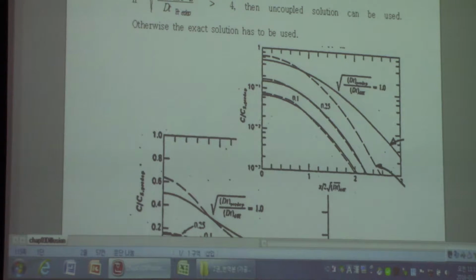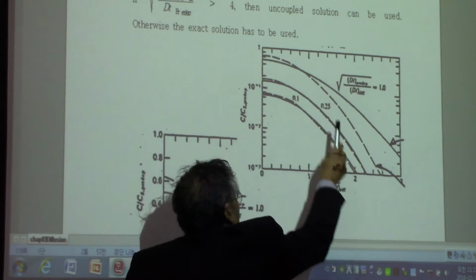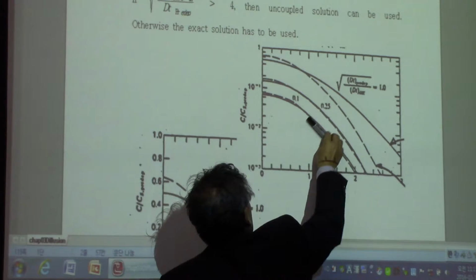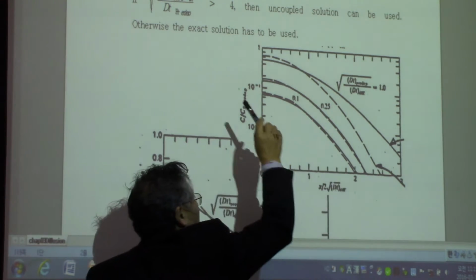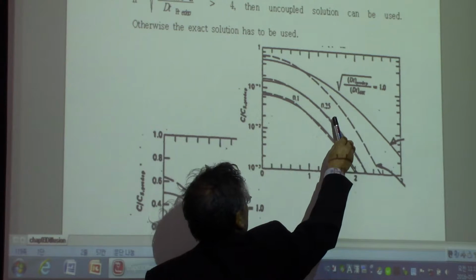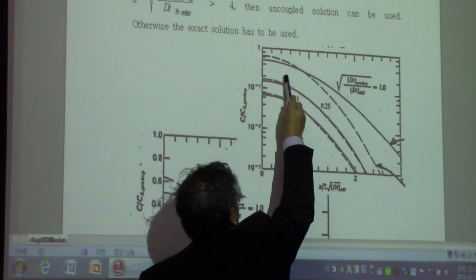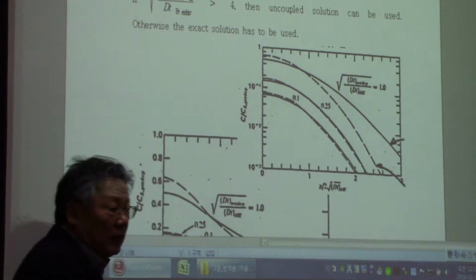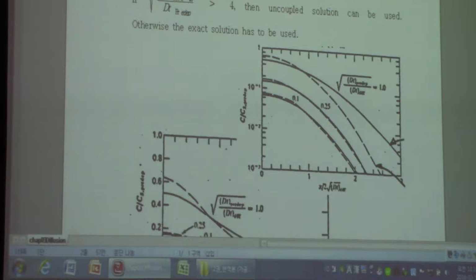If it is less than 16, then as you can see in this computer simulation, 0.25 is the coupled solution criterion, okay, that is 4 here. If it is less than 0.25, then the exact solution or the coupled solution has the same answers, as you can see here. But if it's more than 0.25, like 1.0 shown in this plot, you can see it is very much different. So the criterion is empirically 4. This criterion is 4. Okay?